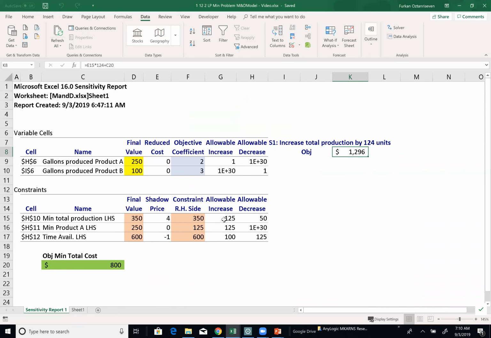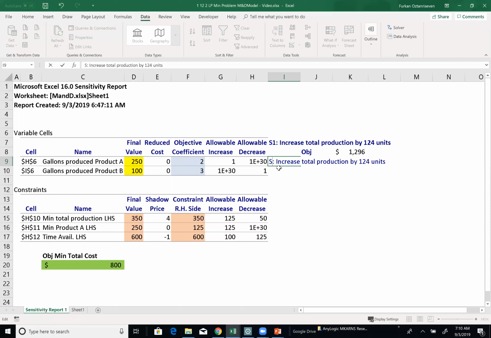So within this range, I could increase it by 125 or decrease it by 50, and still my shadow prices should not change. So these shadow prices will stay the same as long as I increase or decrease my constraint right-hand side values within these limits. If I do go beyond that, basically my shadow price will change, and I need to rerun the model to be able to answer the questions. So let's do another scenario here, scenario number 2.